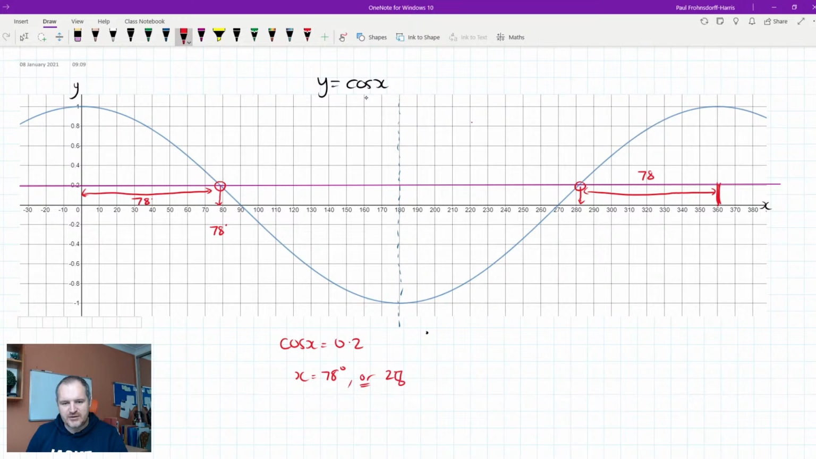282. Let's make sure my math is correct. 272 plus 8 is 280 plus 70 is 350. It's 282, isn't it? It's been a long day. 282, add 8 is 290, add 70 is 360. So there we go. They must be the two answers to this equation.